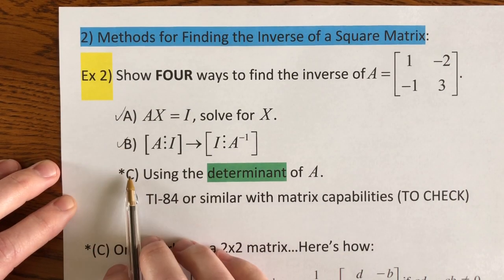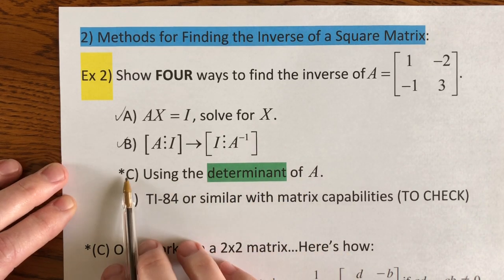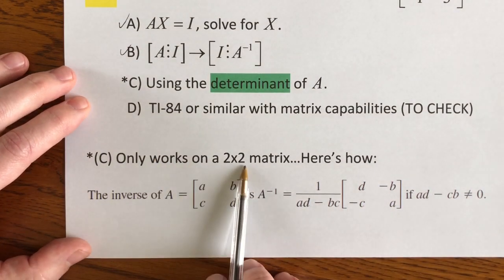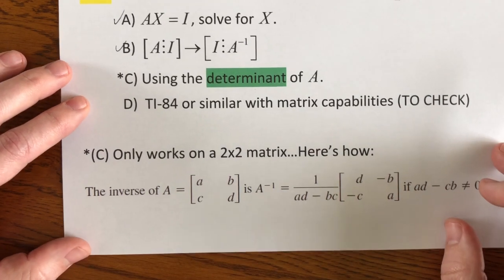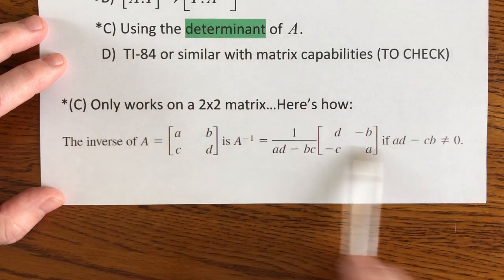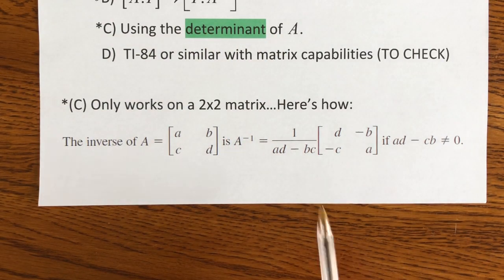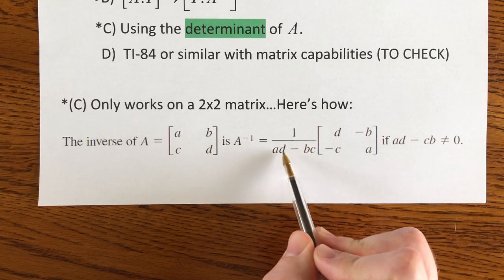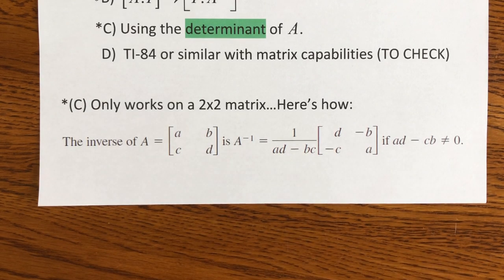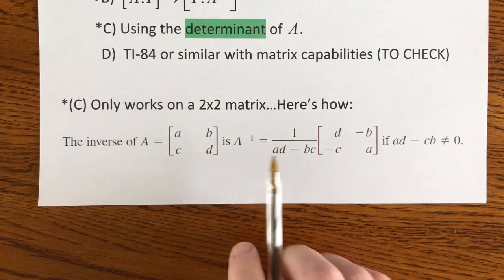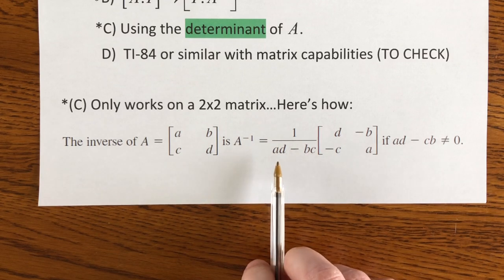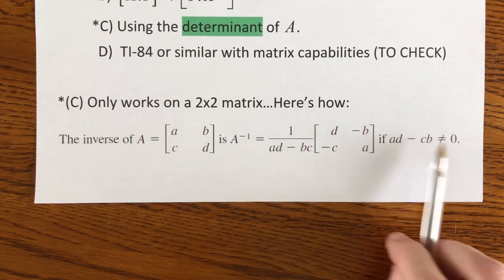So we've completed letter B. Now let's move on to letter C. There's an asterisk here because we're only able to use this technique if we have a 2 by 2 matrix. So here is how using the determinant of A will work. This value right here, this product AD minus this product BC, this is actually the determinant. All right? So all we have to do, if we're given matrix A, define the inverse of matrix A, is rewrite it like this. This only works if the determinant does not equal 0.